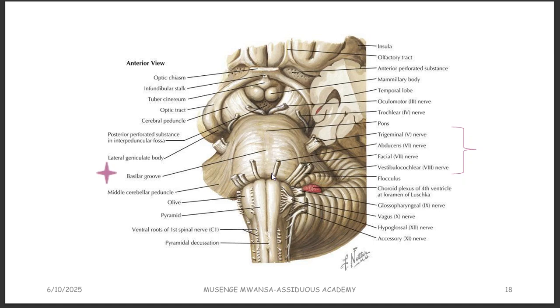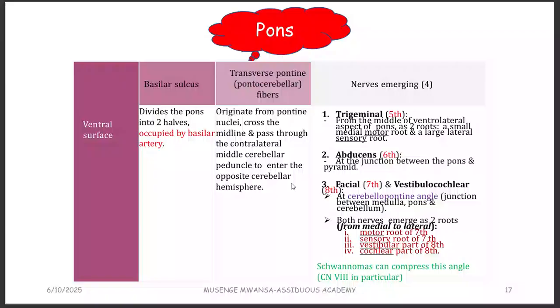And then as you go to the lateral aspect, you are going to have cranial nerve number 7. Again, cranial nerve number 7 has two roots, the motor and the sensory. That's the facial. The facial nerve and the vestibulocochlear, cranial nerve number 7 and number 8, come out from the cerebellopontine angle, or the cerebellopontine junction, the junction between the medulla, the pons, and the cerebellum. And these nerves both emerge as two roots. Both cranial nerve number 7 and cranial nerve number 8 emerge as two roots from the medial to the lateral. You start with cranial nerve number 7.